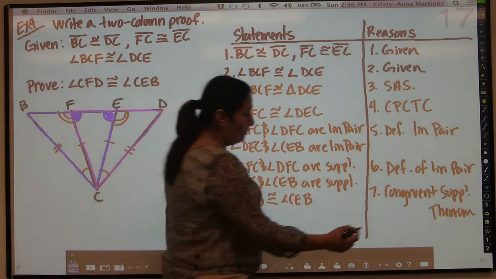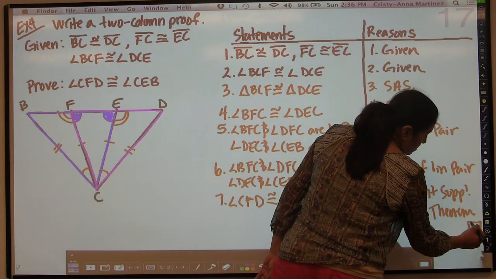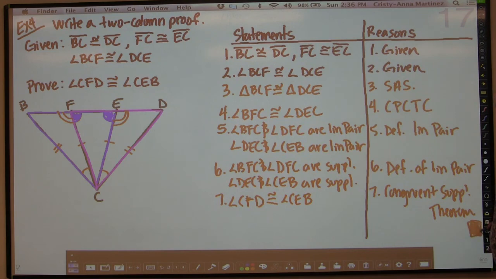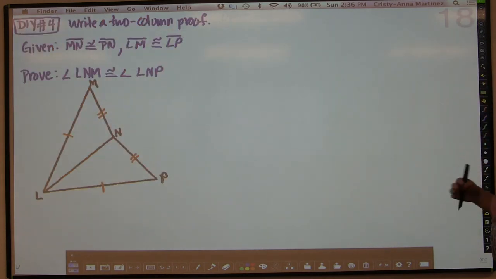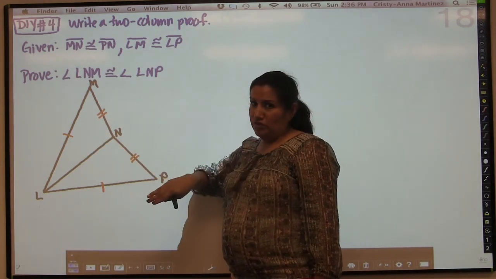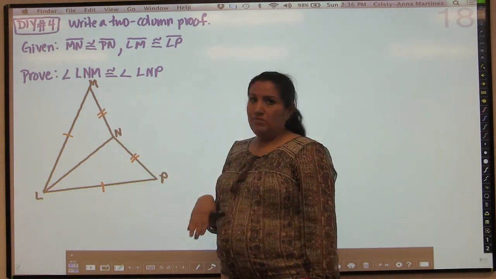So don't forget your theorems. And trust me, the proof that you have to do is not going to be as complicated as this one, but it is going to require you to use CPCTC. So in the do-it-yourself question, you're going to want to prove the two triangles are congruent first. And then after you've proven that the triangles are congruent, you can prove the parts are congruent by using CPCTC.